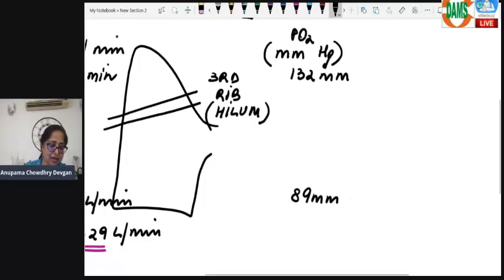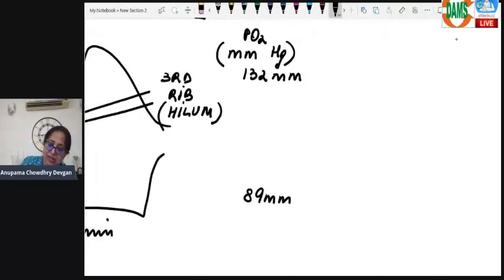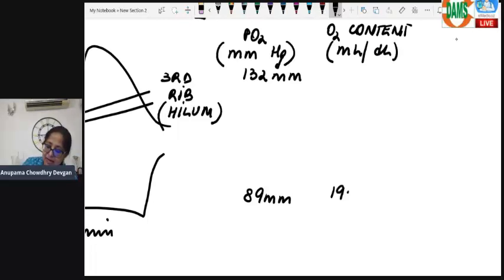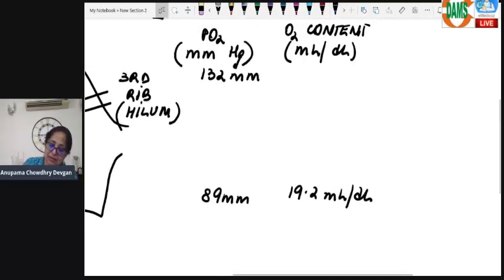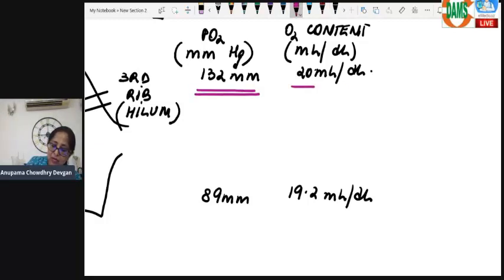The total oxygen content in ml per 100 ml of blood is 19.2 at the base. It is higher at the apex, 20 ml per 100 ml of blood. Higher O2 at the apex.